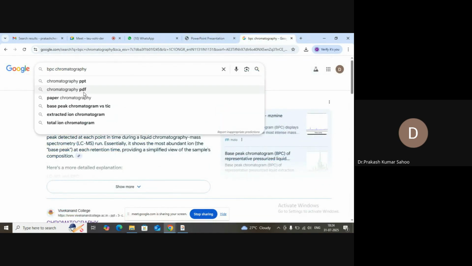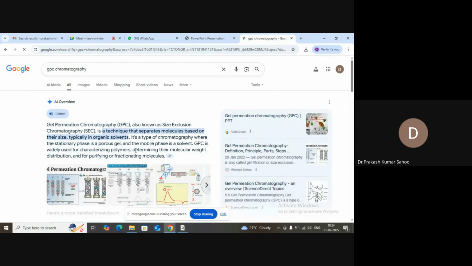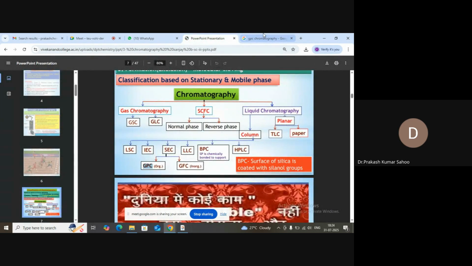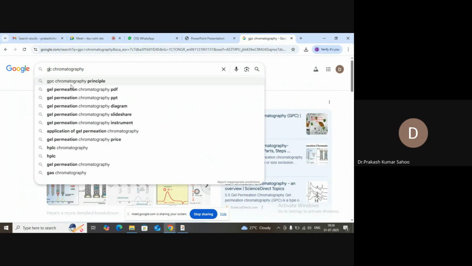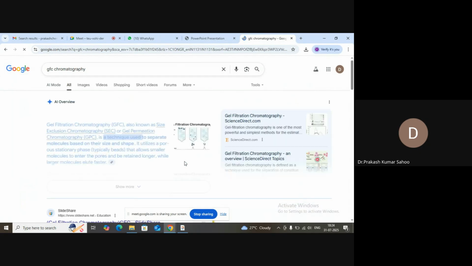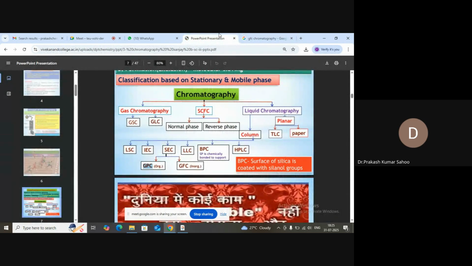Then we have GPC. What is GPC? Let's have the full form here. That is your gel permeation chromatography. And GFC, it is your gel filtration chromatography. Yes, so we have all the full forms of different chromatography techniques. You see here gas chromatography, gas solid chromatography, and gas liquid chromatography. This is your supercritical fluid chromatography.